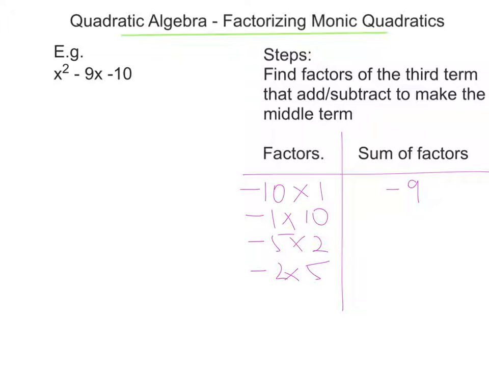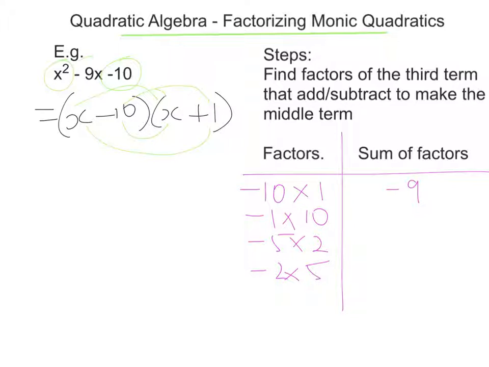So that means when I do the brackets, x is here, and then minus 10 and plus 1. So just checking by expansion, x times x gives me x squared, minus 10 times 1 gives me minus 10, and the minus 10x and the 1x makes minus 9x.